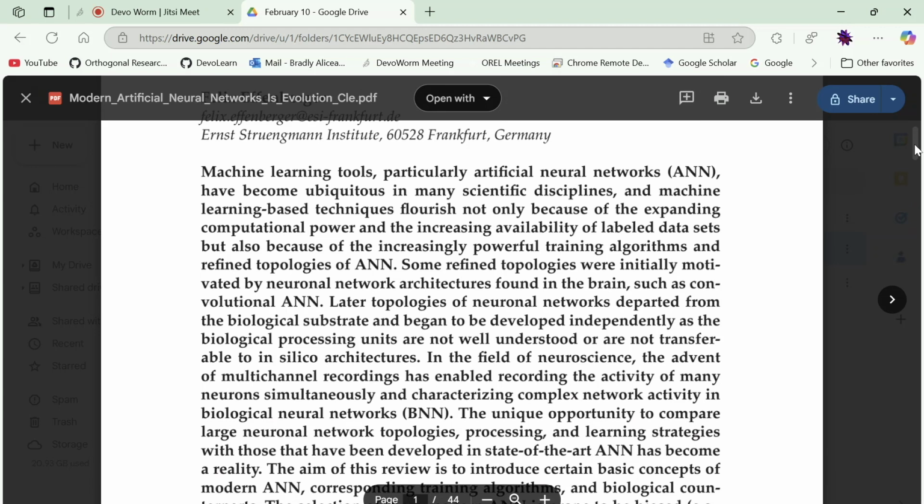So the abstract reads: machine learning tools, particularly artificial neural networks, or ANNs, have become ubiquitous in many scientific disciplines, and machine learning-based techniques flourish not only because of the expanding computational power and increasing availability of labeled data sets. So this is where we have this ability to make these models work through a lot of training and a lot of computational power.